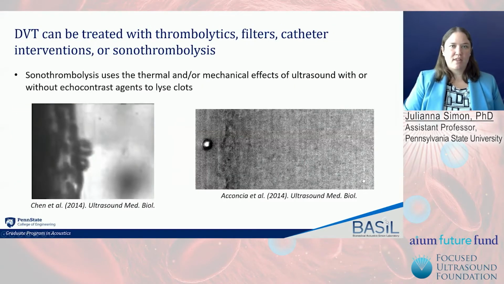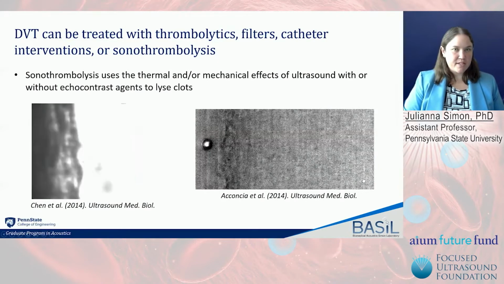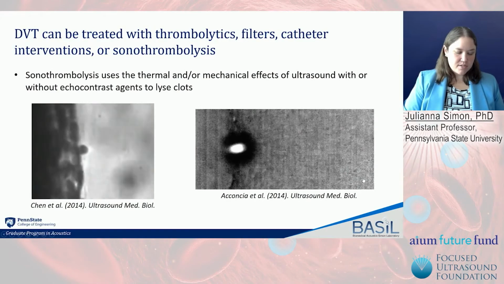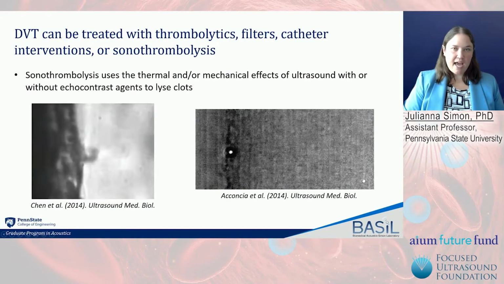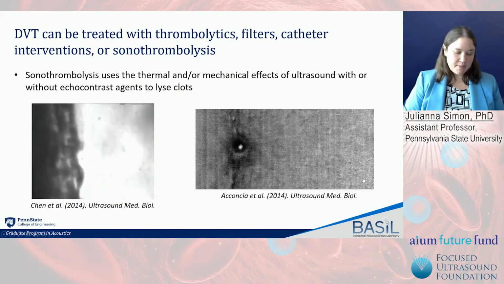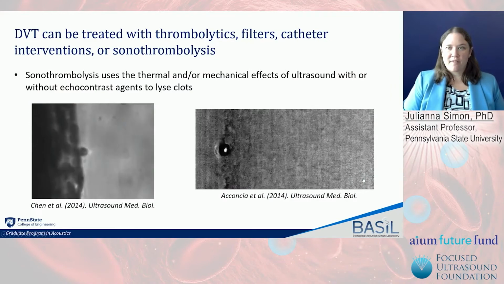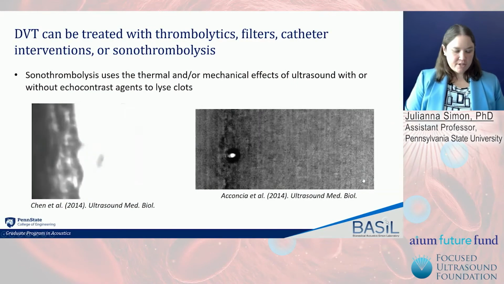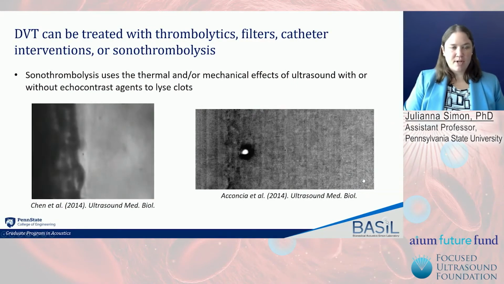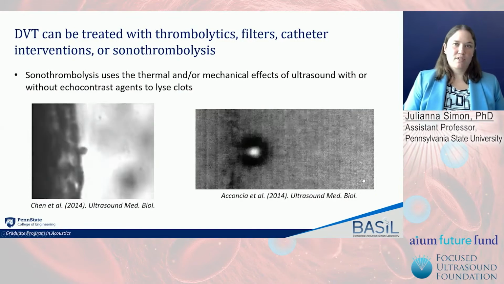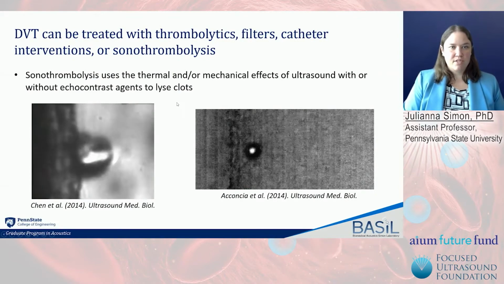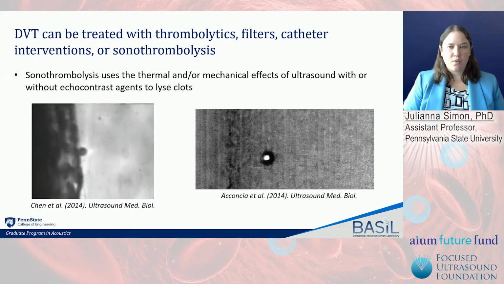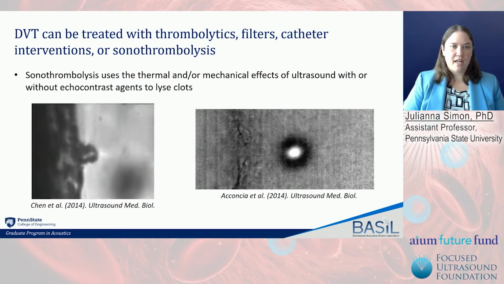DVT can be treated with thrombolytics, filters, catheter interventions, or sonothrombolysis. So the big thrombolytic that's used is recombinant tissue type plasminogen activator, or RTPA, or just TPA. Filters try to prevent these large emboli from coming off of the clot. Catheter interventions include removing the clot, aspirators, stents. The ECOS unit works to use ultrasound, but we're going to focus on sonothrombolysis, which uses the thermal and/or mechanical effects of ultrasound with and without echo contrast agents to lyse clots.